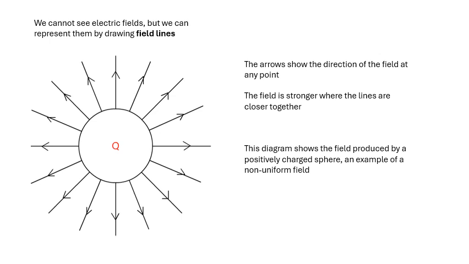This diagram shows the field produced by a positively charged sphere, for example, like the Van de Graaff. If the sphere of the Van de Graaff is assumed to be uniformly charged, this is how you would represent its electric field. And it's an example of a non-uniform field. Little question: how would the diagram be different if the charge were negative? The answer is that the arrows would be pointing in the opposite direction.